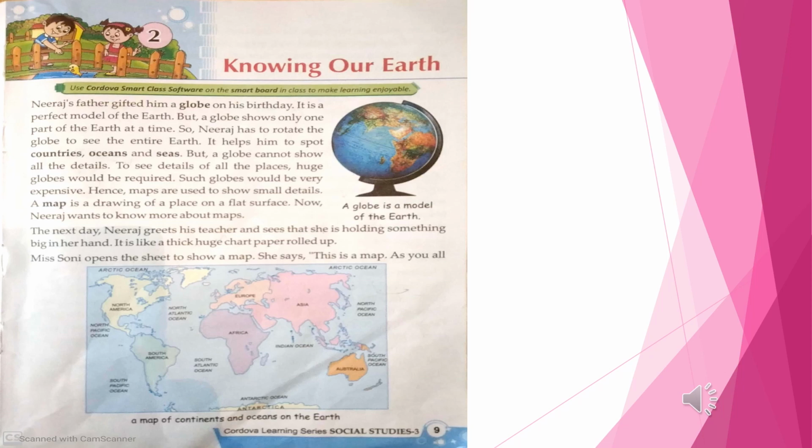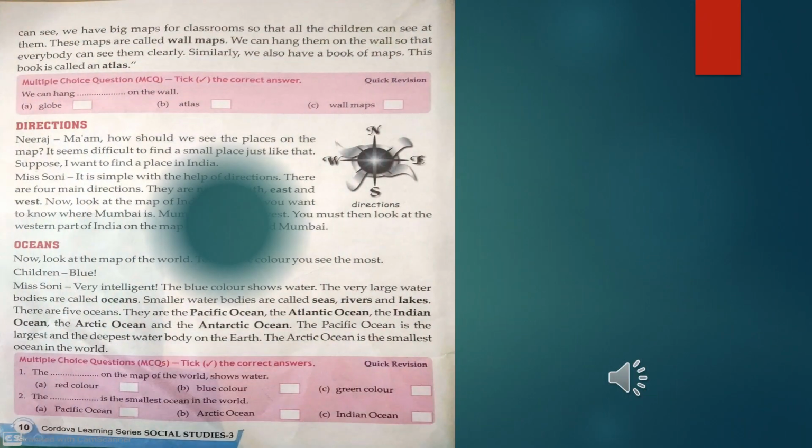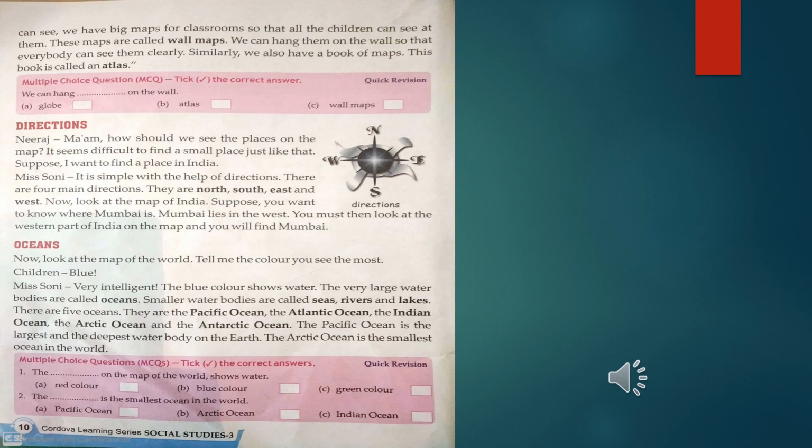She says, "This is a map, as you all can see. We have big maps for the classroom so that all the children can see them. These maps are called wall maps. We can hang them on the wall so that everybody can see them clearly. Similarly, we also have a book of maps. This book is called an atlas."